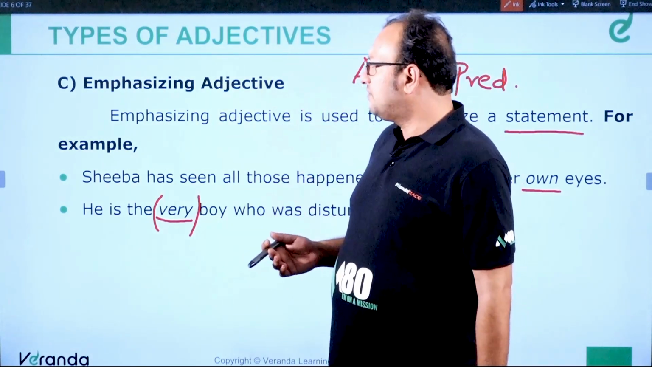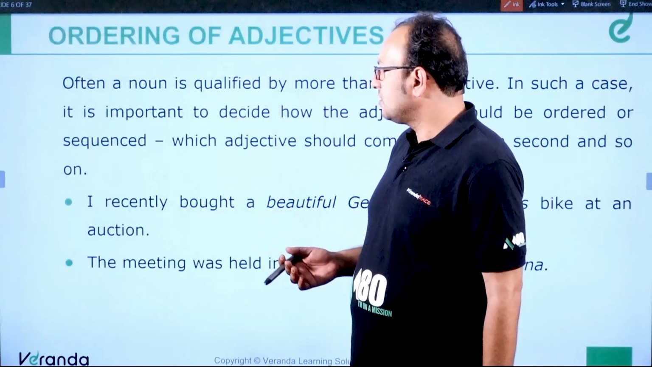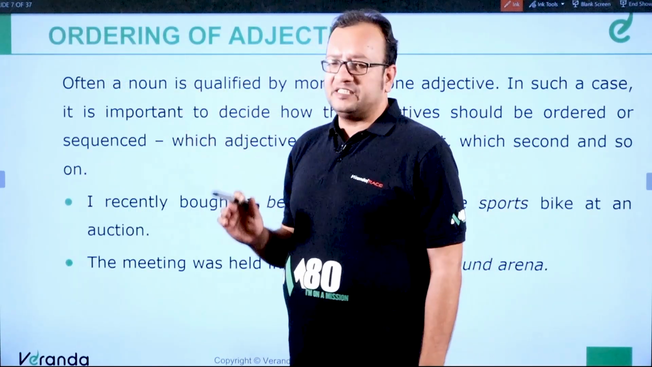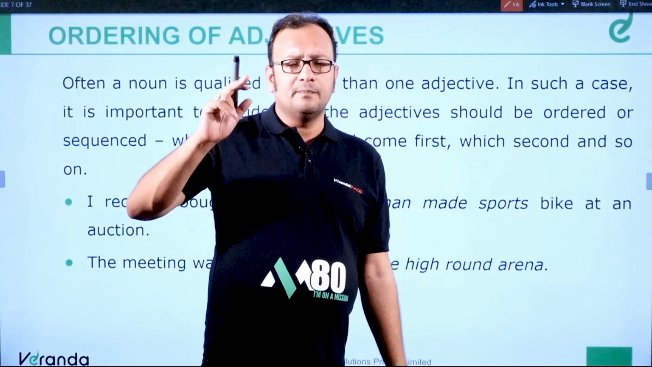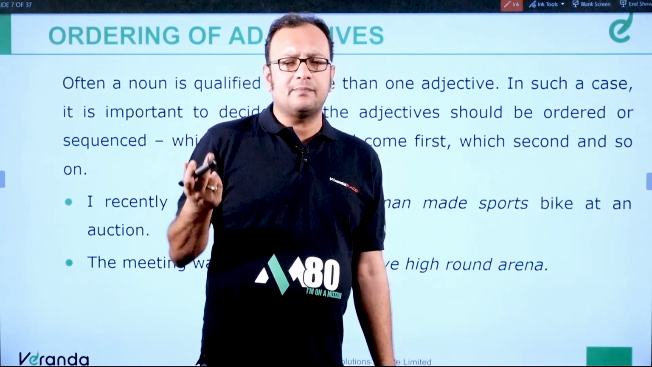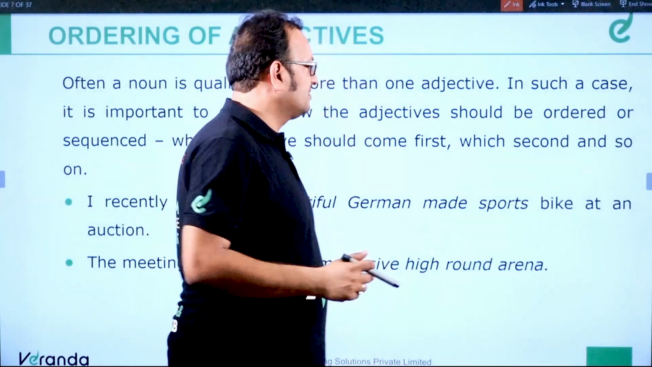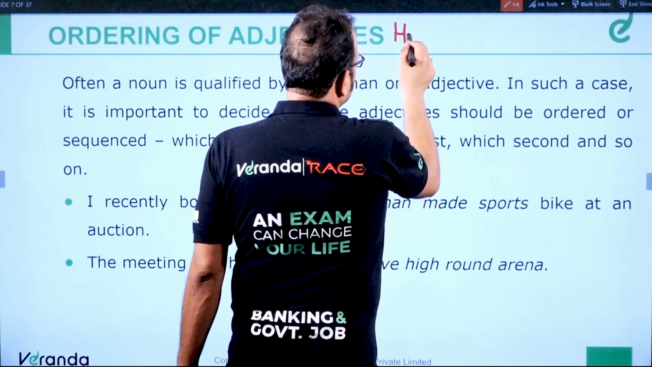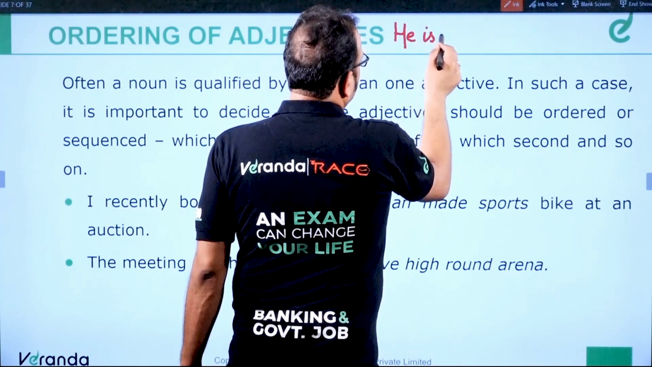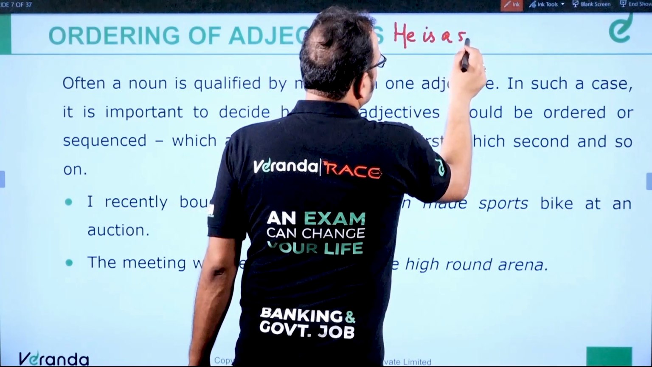So let us move from emphasizing adjectives to the order of adjectives. Before I tell you the order of adjectives, let me give one example of a predicatively used adjective and one example of an attributively used adjective. I'll give an example over here. He is a smart boy.